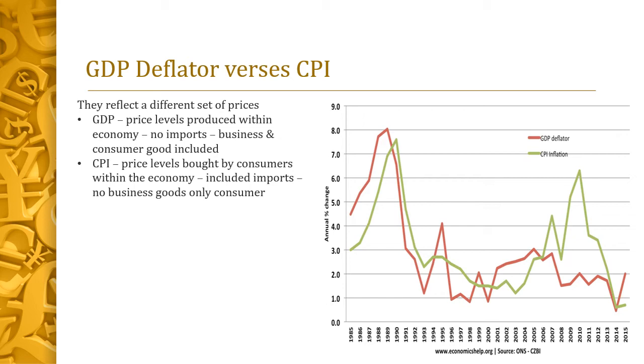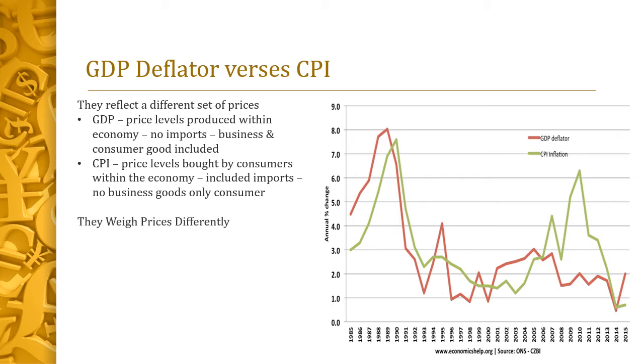It also includes business and consumer goods, where CPI tends to only look at what consumers are purchasing in an economy. That means that that's also going to include imports, but it does not include businesses. It only looks at consumers. So we are going to see differences in CPI and GDP. Depending on what you're looking at would depend on which one you might want to use.